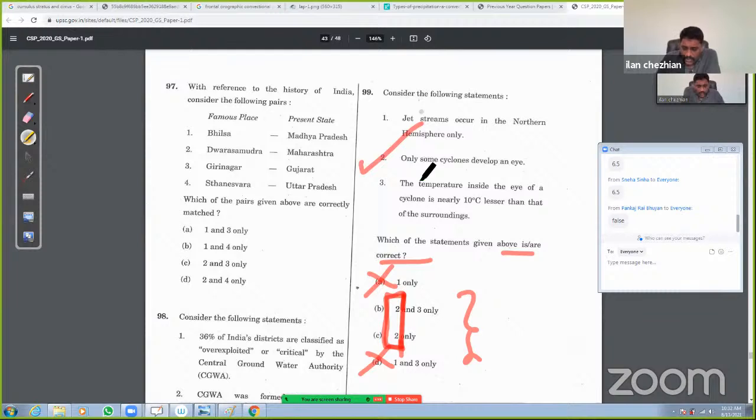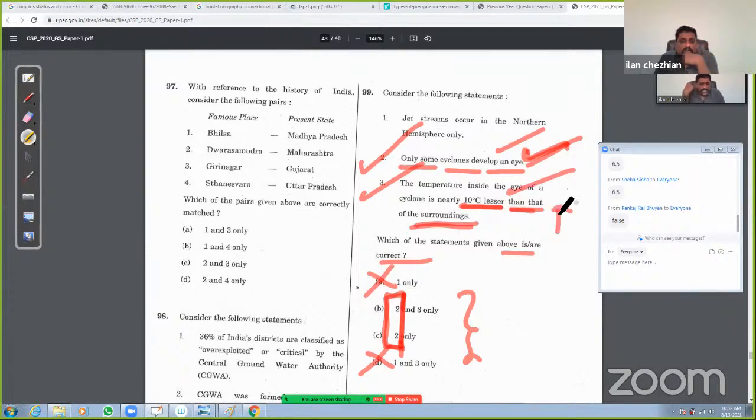But still, let me give you statement 2: only some cyclones develop an eye. The statement is correct because a tropical cyclone develops an eye, while temperate cyclones don't have an eye. That's the reason they say only some cyclones develop an eye. What is the third statement? The temperature inside the eye of the cyclone is nearly 10 degrees centigrade lesser than the surrounding. No, it should be higher than the surrounding. If it is colder, it will be high pressure. Because it is a warmer condition, it is low pressure. So the answer to this question is 2 only, my friend.